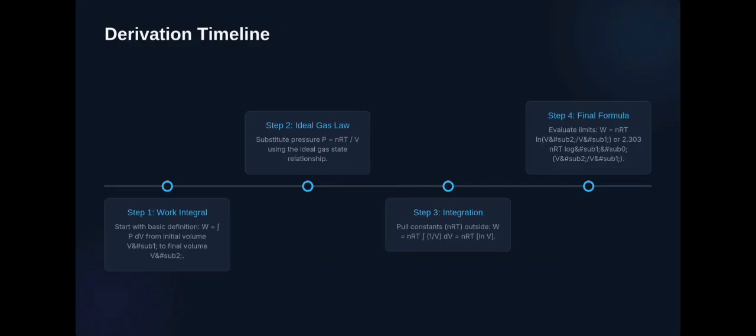Work done derivation timeline. Finally, let's dive into the isothermal work formula. We begin with the integral W is equal to P dV. Using the ideal gas law, we substitute pressure as nRT upon V. Since nR and T are constant, we factor them out. W is equal to nRT times the integral of 1 upon V dV. Integrating from V1 to V2 gives our final equation. Work done is equal to nRT ln V2 upon V1.